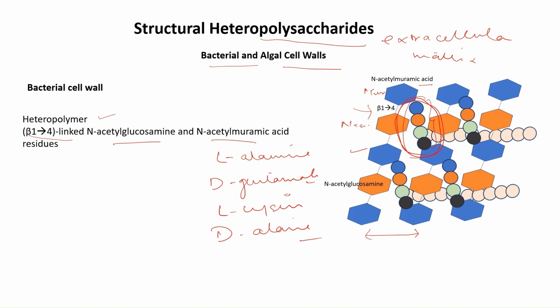Apart from that, the chains are also cross-linked through these light colored balls. How many balls are present? 1, 2, 3, 4 and 5. So this is a pentaglycine cross-link.